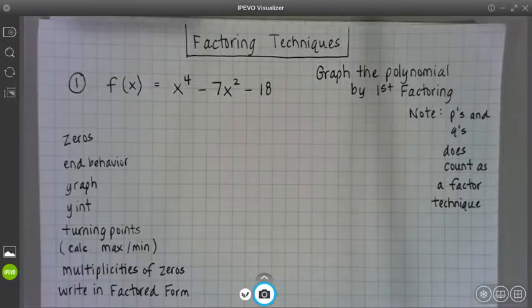Hey guys, I just wanted to go over a couple factoring techniques with you in case you were forgetting them or you needed to see them when you're doing your homework tonight, because they're definitely going to be usable. And I don't want you having to use your P's and Q's unless you have to.